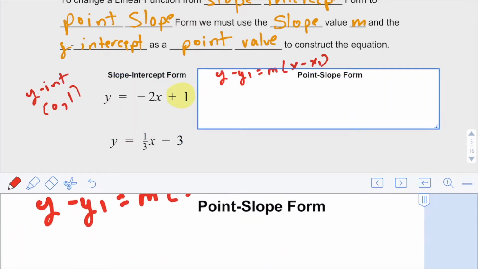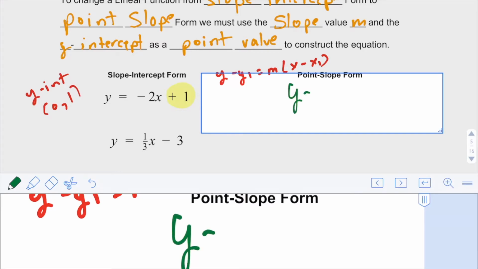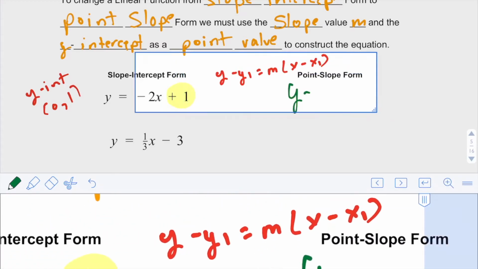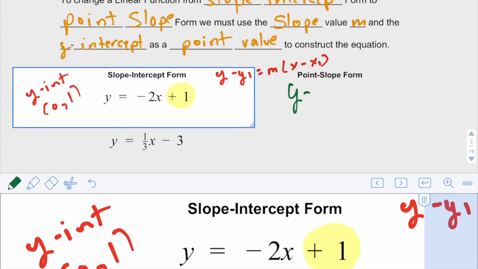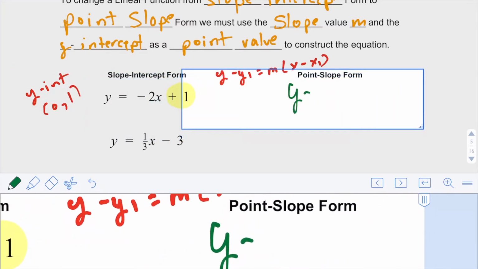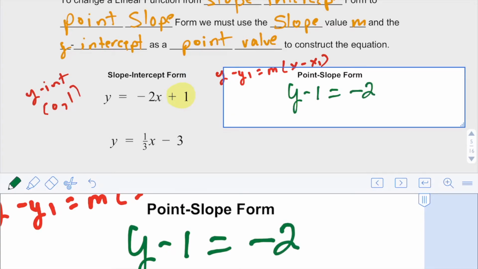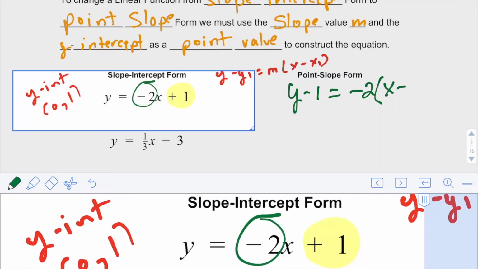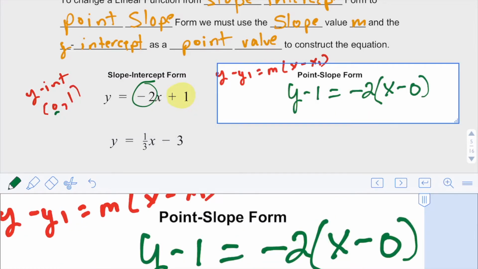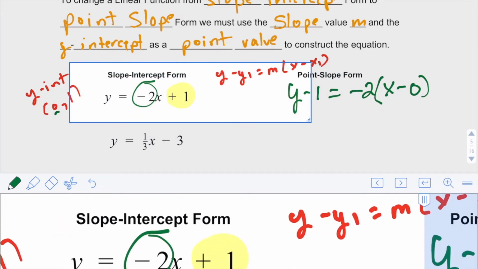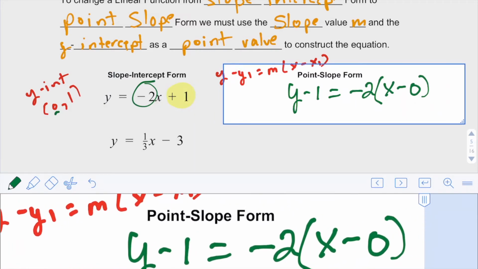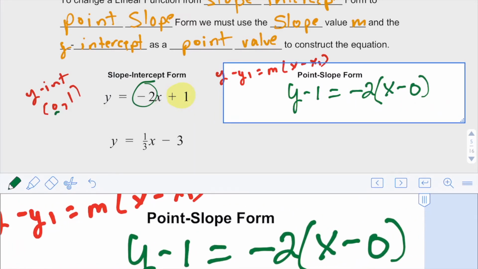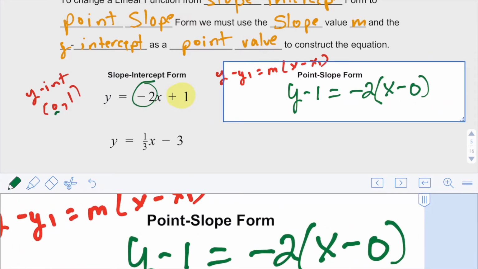So let's go over here and write it. So now we have y minus, and what's y1? Well, if we come over here, the y-intercept is just 1. So it's going to be y minus 1 equals, our slope is negative 2, and we get that from the m value right here. And then it's going to be multiplied by the quantity of x minus x1. Well, our x1 happens to be this 0 right here. So this y equals negative 2x plus 1 in point-slope form using the y-intercept is y minus 1 equals negative 2 times the quantity x minus 0.